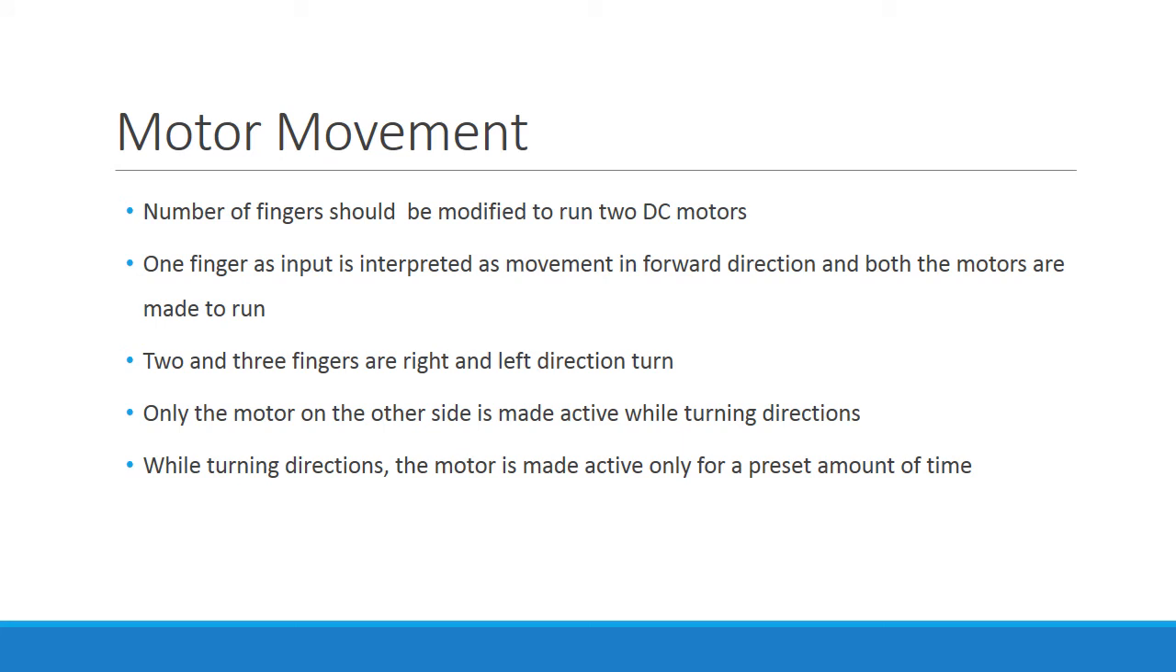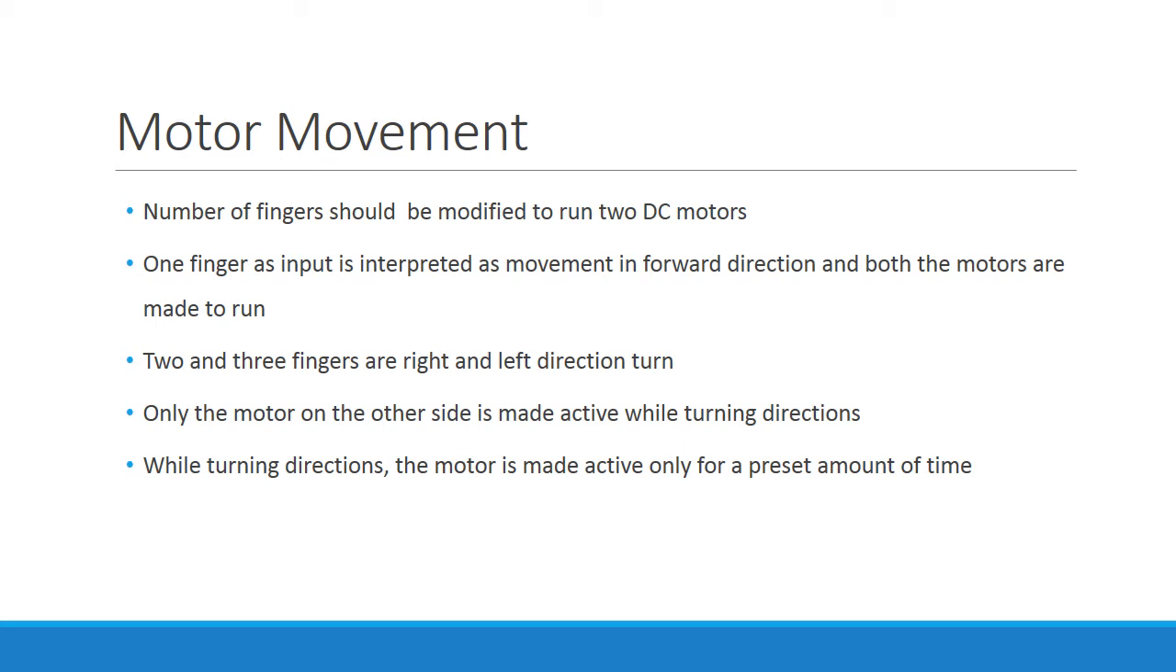Now let's look at how we control the motor using the Raspberry Pi. The number of fingers that the user shows as an input should be modified to run two DC motors. If one finger is shown as an input, it is interpreted as movement in the forward direction and both the motors are made to run at the same time.